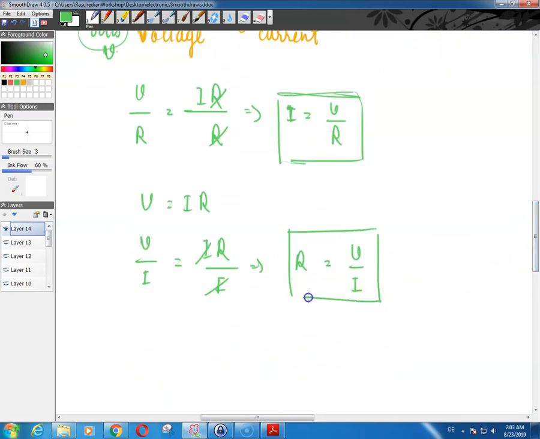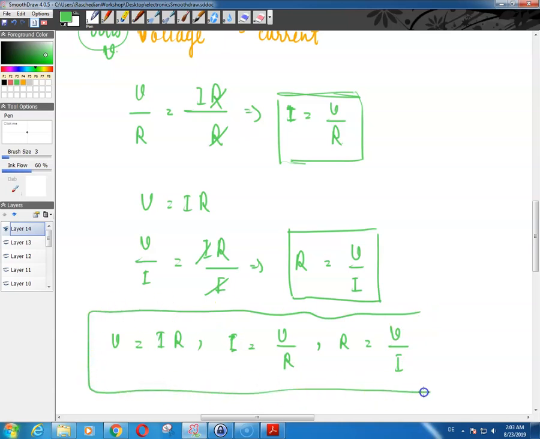So in short, you can say that V is equal to IR. Then you also have I is equal to V over R, and R is equal to V over I. Those are basically the three forms of this formula. But if you know this one, then you can always derive the other two, so you don't have to worry about that. Now, there are a couple of examples here that we can solve.